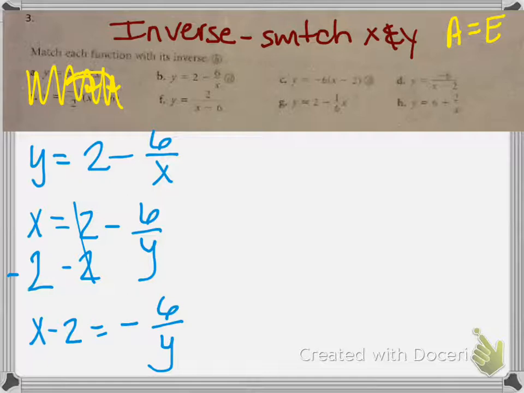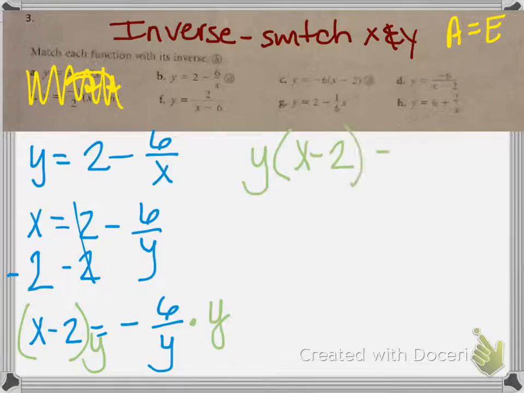So I'm still going to multiply. I'm going to multiply by that bottom, I'm going to multiply by y, which is a little more unconventional than what you normally see, but same process. So multiply by y, and then I'm going to multiply this side by y. So this is a little weird, but I get y times x minus 2 equals negative 6 because these two y's here cancel.